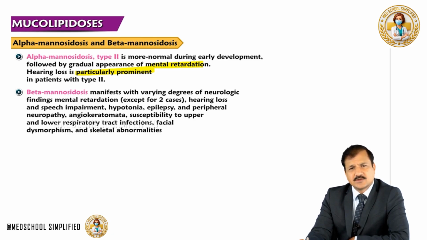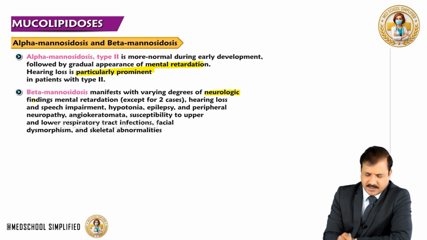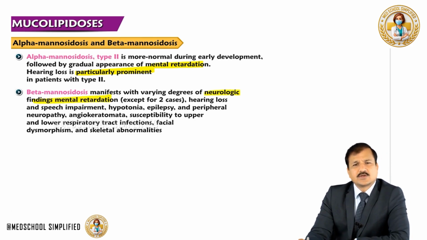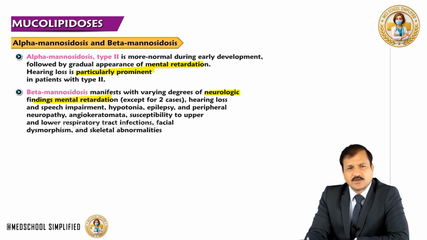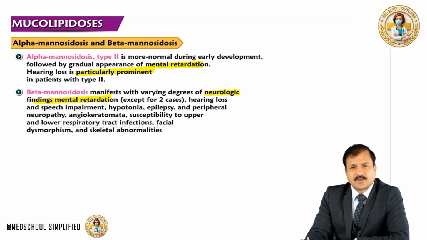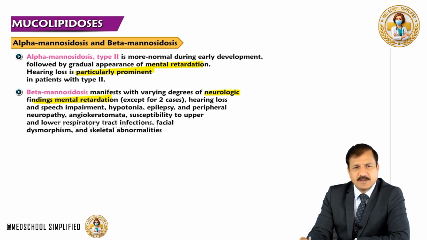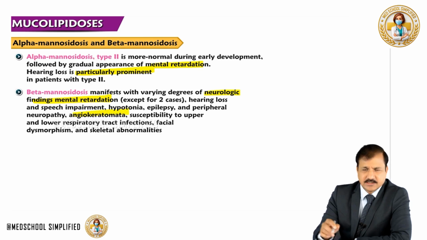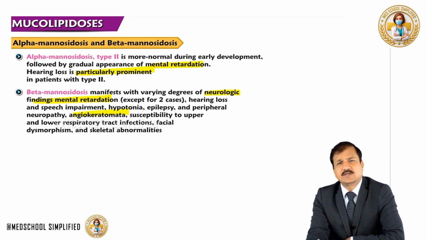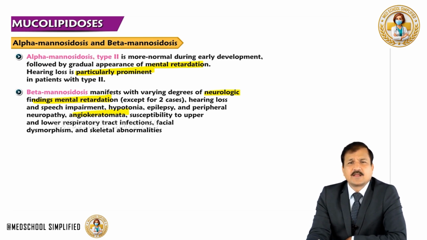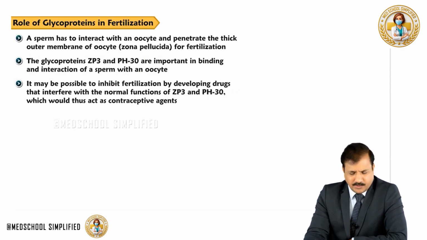Coming to β-mannosidosis, it manifests with varying degrees of neurological findings with mental retardation. Hearing loss and speech impairment can be seen, as well as hypotonia, epilepsy, peripheral neuropathy, and angiokeratoma in this particular disease. Remember, angiokeratoma is one of the signs of Fabry disease that we have seen earlier. Coming to the role of glycoproteins in the fertilization process.